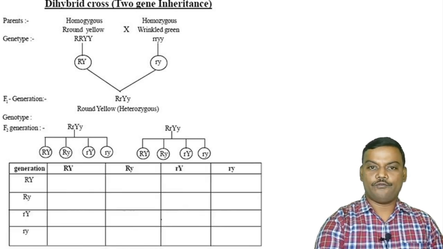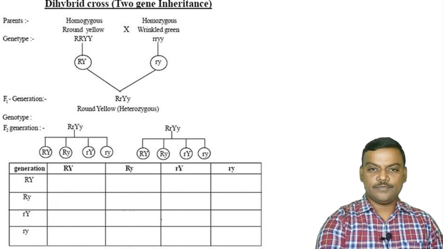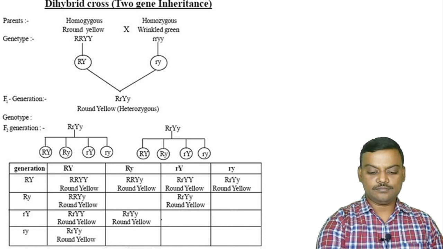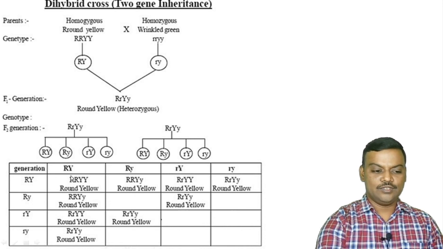These gametes are fused randomly to form different combinations, which can be easily understood with the Punnett square method. So totally 16 offsprings are produced in the F2 generation in a dihybrid cross. In this, 9 combinations are like this. The first combination is capital R, capital R, capital Y, capital Y. And the second combination is capital R, capital R, capital Y, small y.